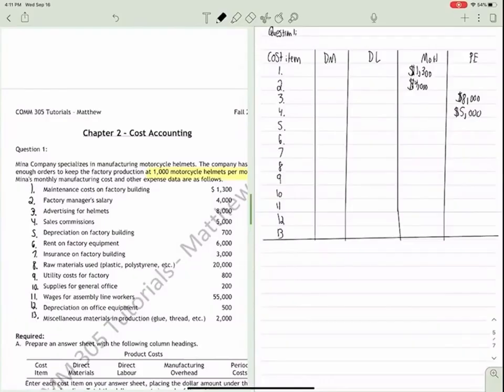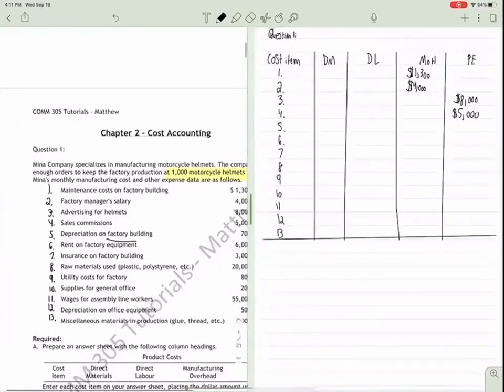Product cost, MOH. Okay, first off, you guys got product cost, right? That's good, because it's factory, that's producing. Now, guys, when we're looking at our motorcycle helmets, do you see factory depreciation on there? Do you have X-ray vision? Is factory depreciation DM or DL? What do you guys think factory depreciation is?